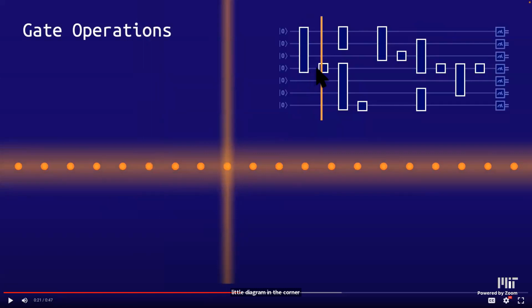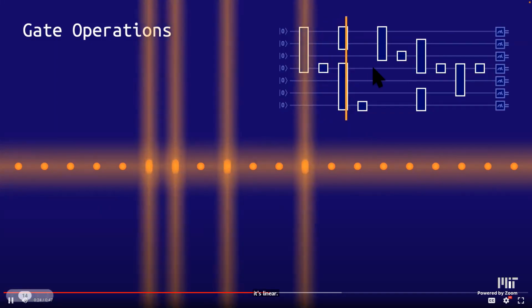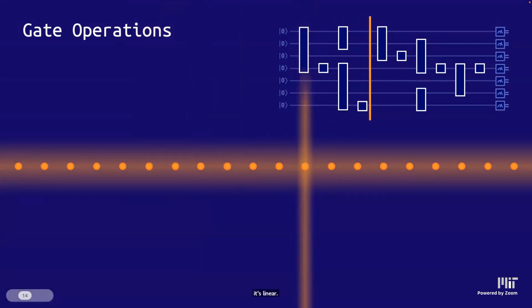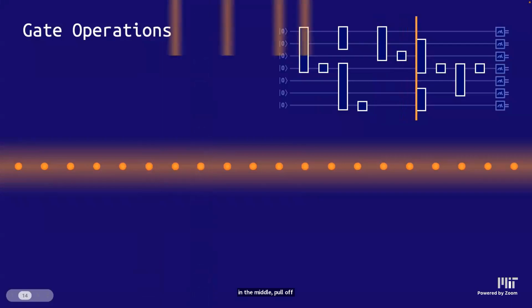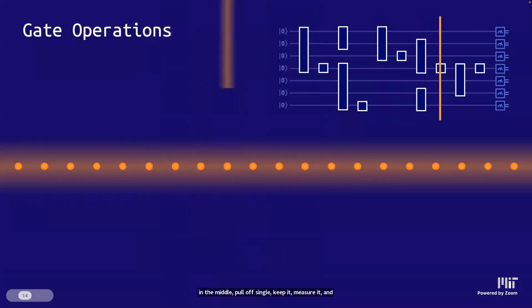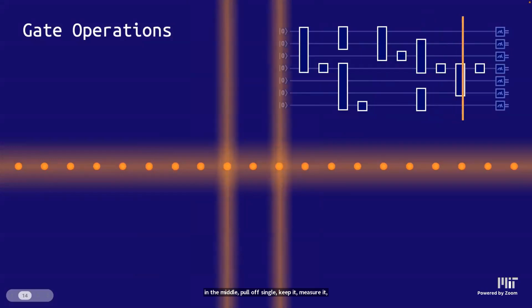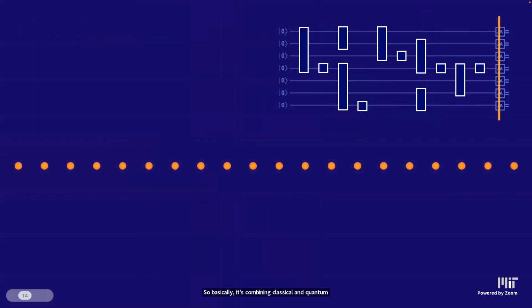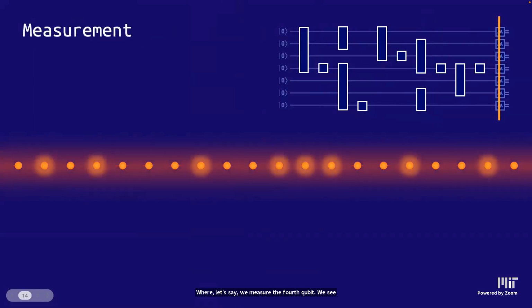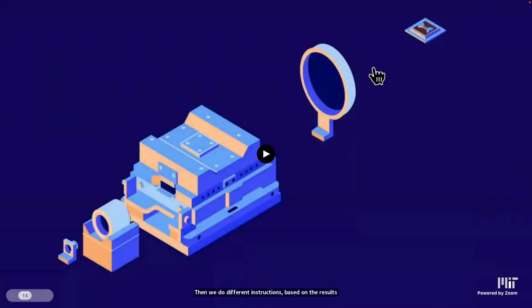What you notice here in this block diagram of a circuit is that it's linear. It just goes from start to finish. Mid-circuit measurement is when we stop in the middle, pull off a single qubit, measure it, and then change what we're doing based on that classical measurement. So it's combining classical and quantum computing, where let's say we measure the fourth qubit, we see it's a 0, and then we do different instructions based on the result. It ends up being, most famously, one of the key prerequisites to doing quantum error correction.